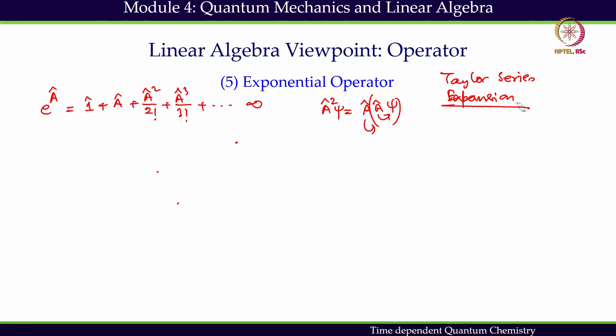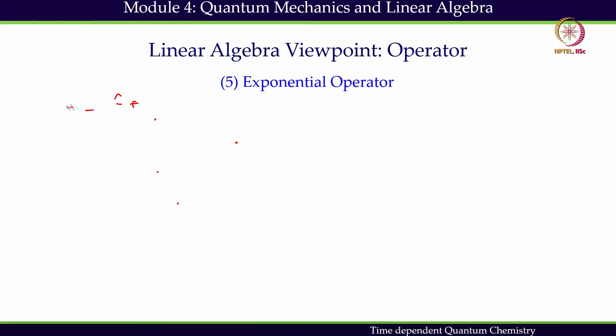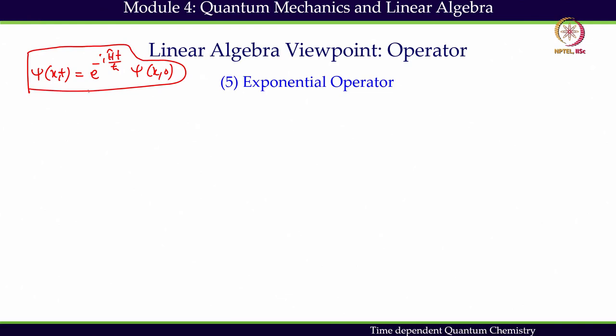We'll use the Taylor series expansion and check this first. The equation which I have given here is psi x t equals e to the power minus iHt by h cut psi x 0. This is something which we have to prove using the time dependent Schrodinger equation. If we can prove it, it will show that this unitary operator can be used to move the wave function from time 0 to another time, and we'll be able to find the wave function at time t.